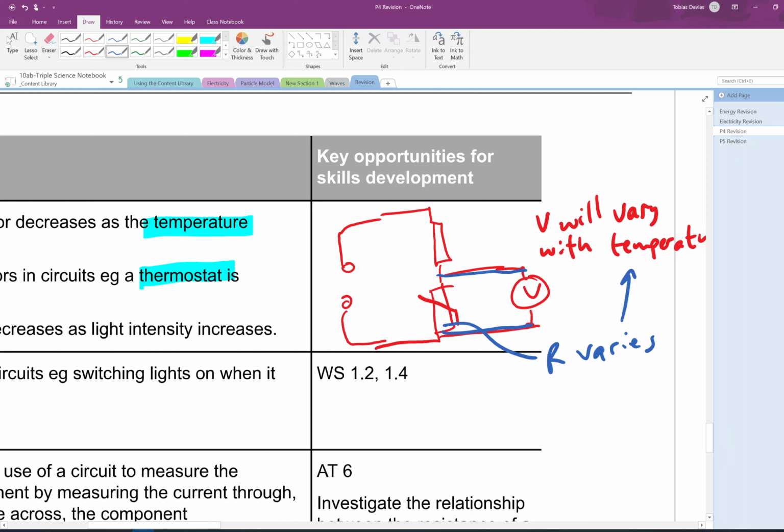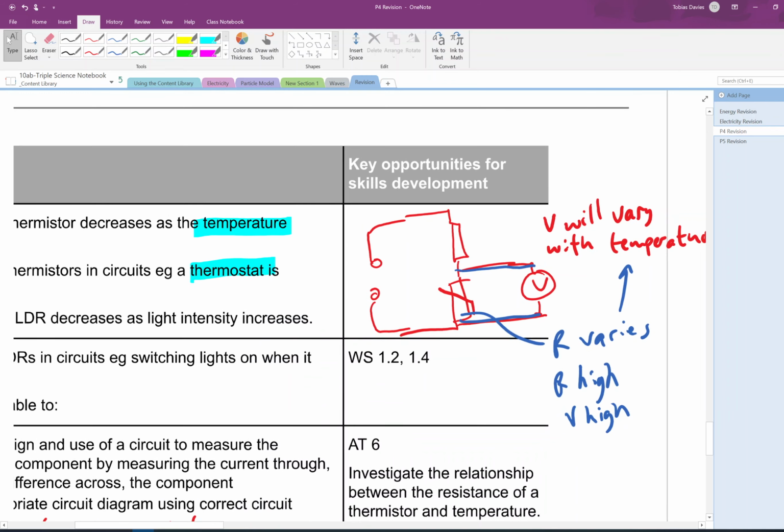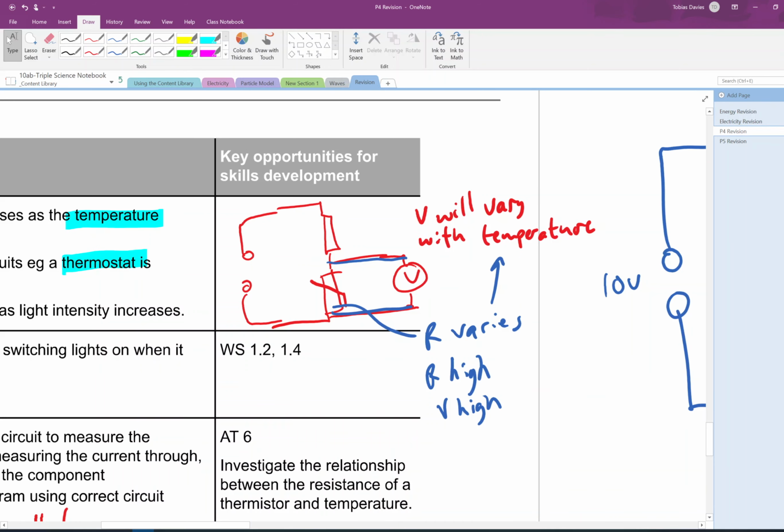Because as the resistance here is high, it gets a bigger share of the voltage. It will get a higher voltage, and that can then be used to control some sort of switch. So that's quite useful. And you could do the same thing with a light-dependent resistor if you wanted to control something that changed with light. Okay, so like a security light that will only come on in the dark, or that sort of situation.